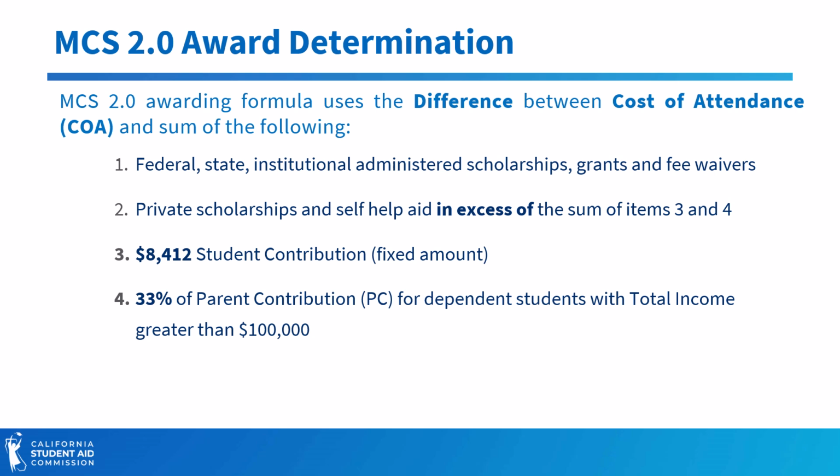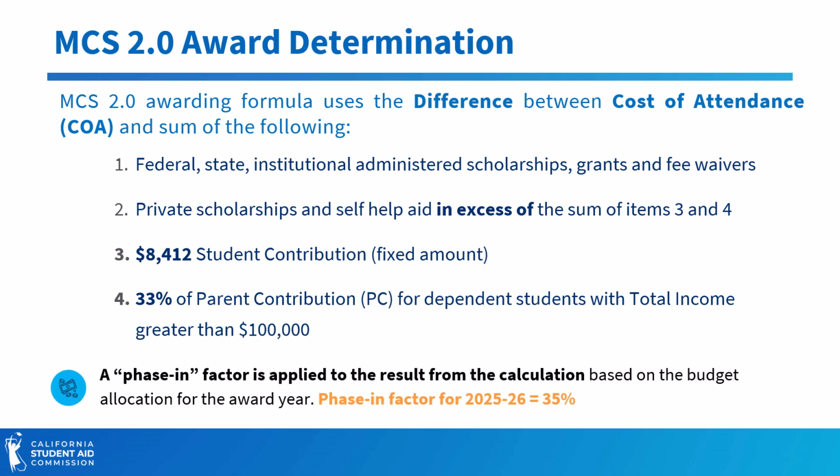Finally, for dependent students with family incomes over $100,000, the formula uses 33% of parent income, known as the parent contribution, in the calculation. The resulting calculation is called the raw MCS award and is subject to the phase-in factor of 35%. In other words, students' final award amounts are 35% of the raw award. Students who are in foster care are not subject to the phase-in factor and do receive their full awards.